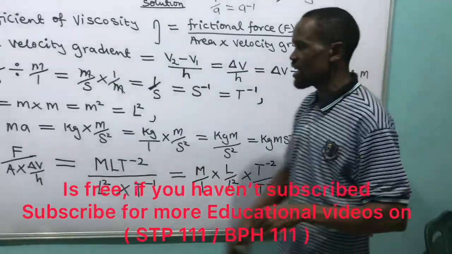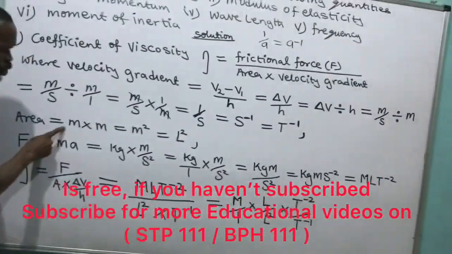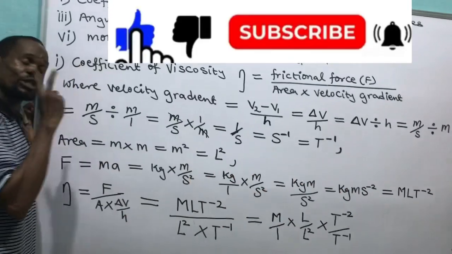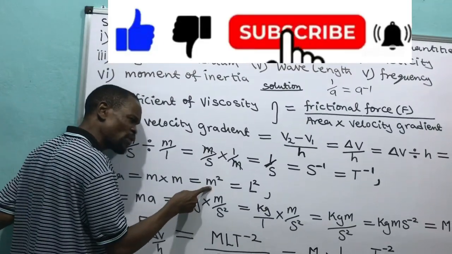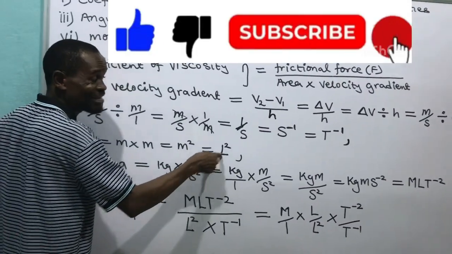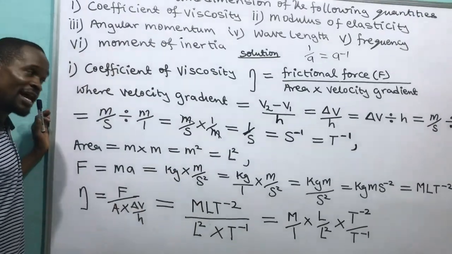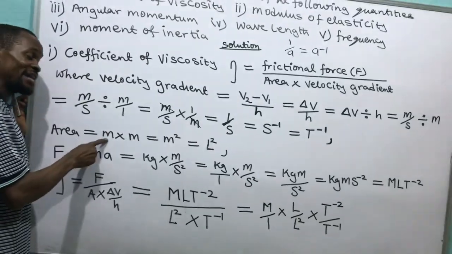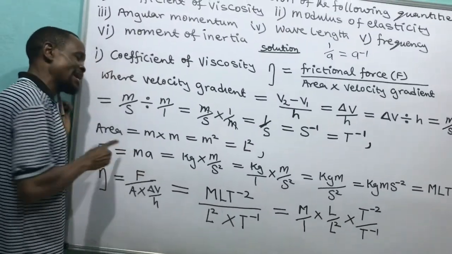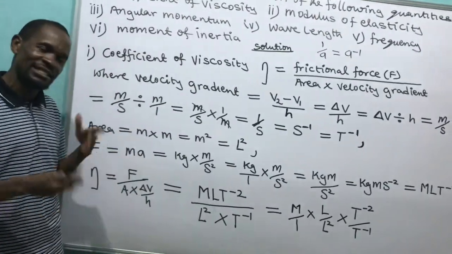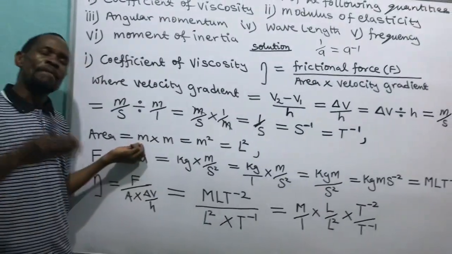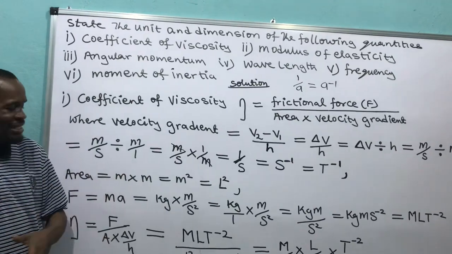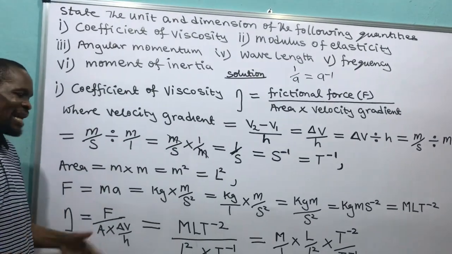Let's go to area. Area equals meter times meter, which gives meter square, and the dimension of meter square is capital L square. Are you following now? Area is length times breadth. Breadth is length, and length is length. Breadth is measured in meter, and length is measured in meter.